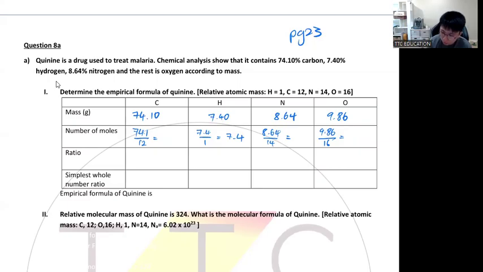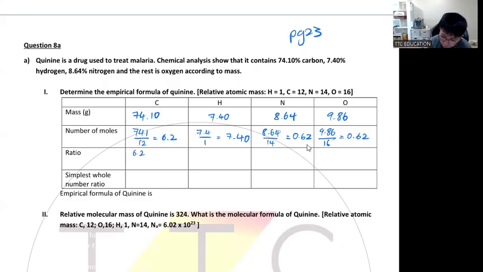Okay, so let's go with two decimal places because they gave us two decimal places. So you should get 0.62 if I'm not mistaken. Then what you're going to do is take everyone and divide by the smallest number, which is 0.62.